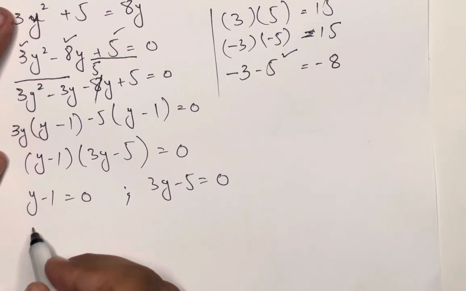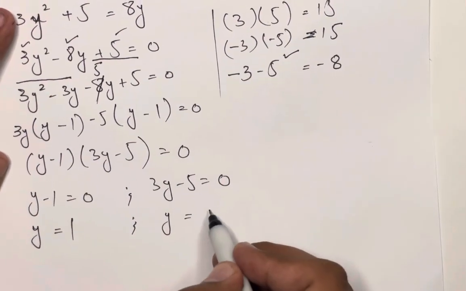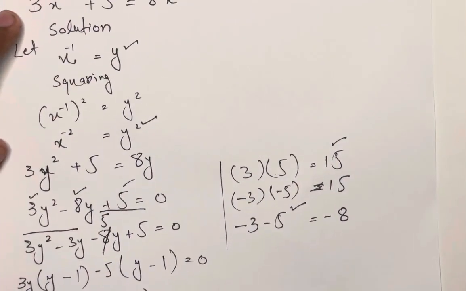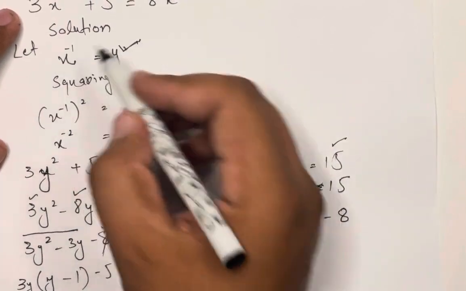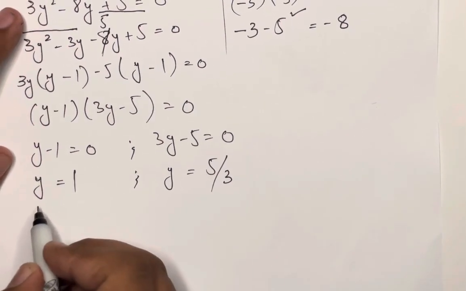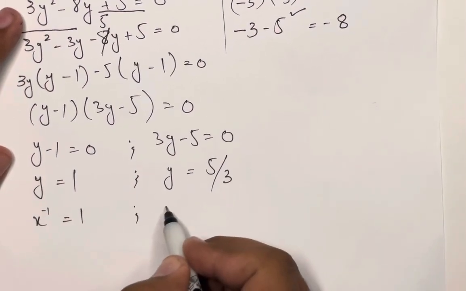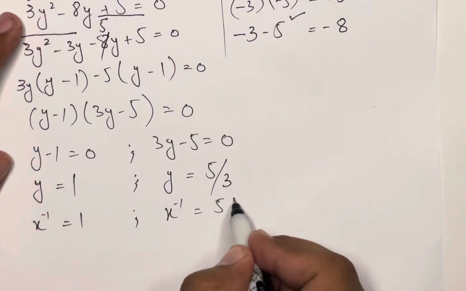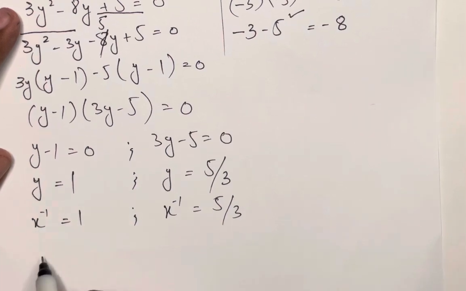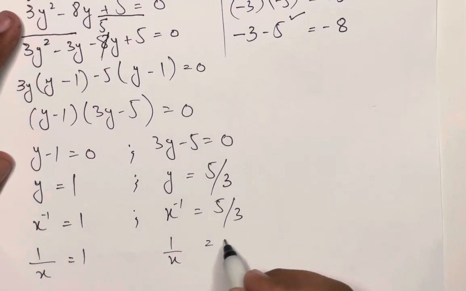Now the value of y will be like that: y = 1, and on the other side, y = 5/3. Now I am writing the value of y as I assumed above, y = x^(-1). So on one side, x^(-1) = 1, and on the other side, x^(-1) = 5/3. For taking the positive power, I can write it like that: 1/x = 1 and 1/x = 5/3.